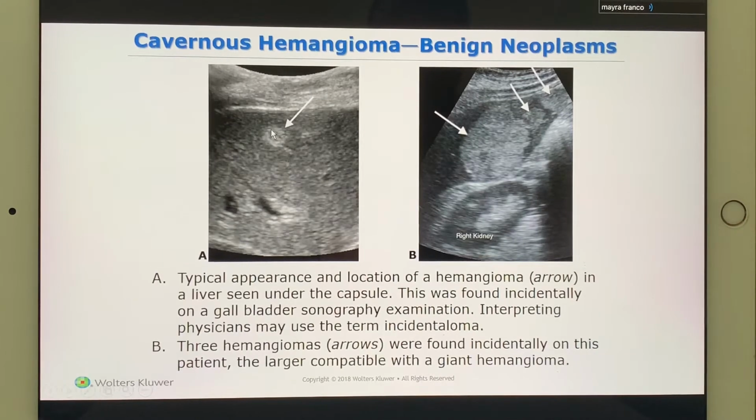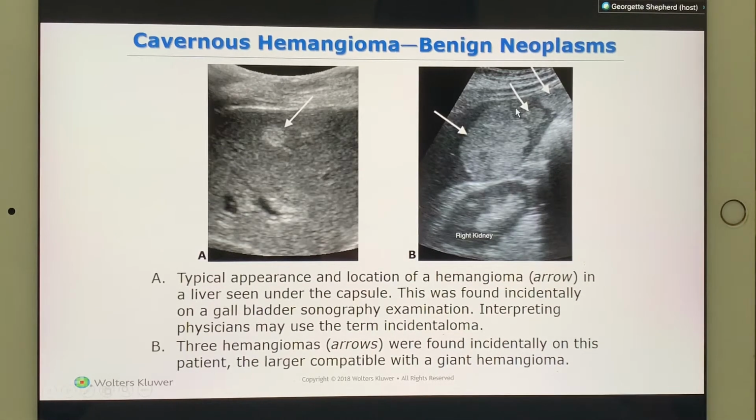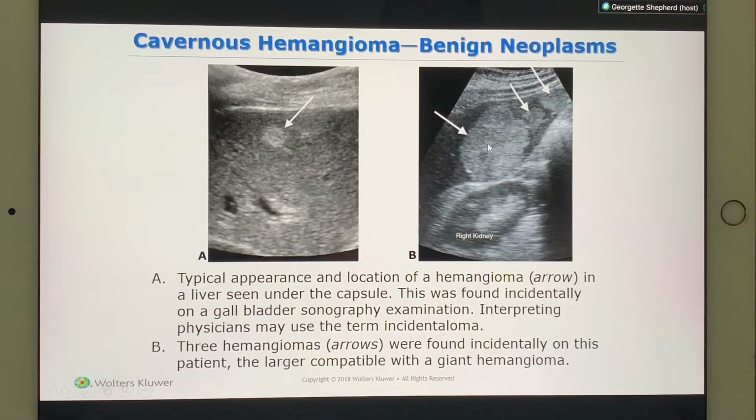So here's a hemangioma, and here is a hemangioma. Large one, and then here's one, and then here's one. Here's one by itself.